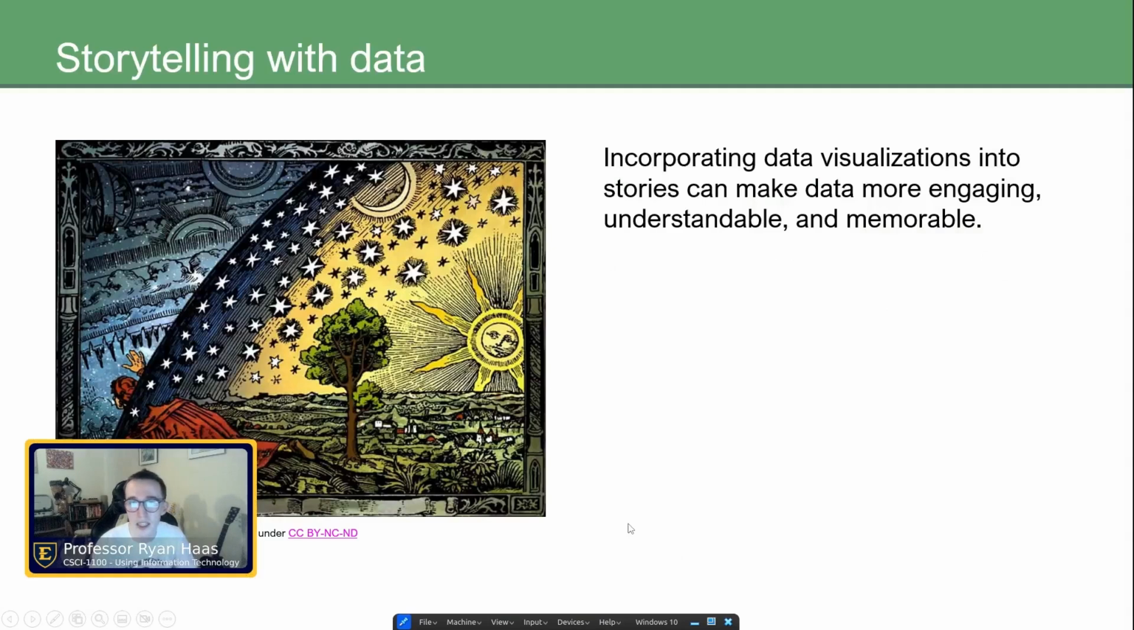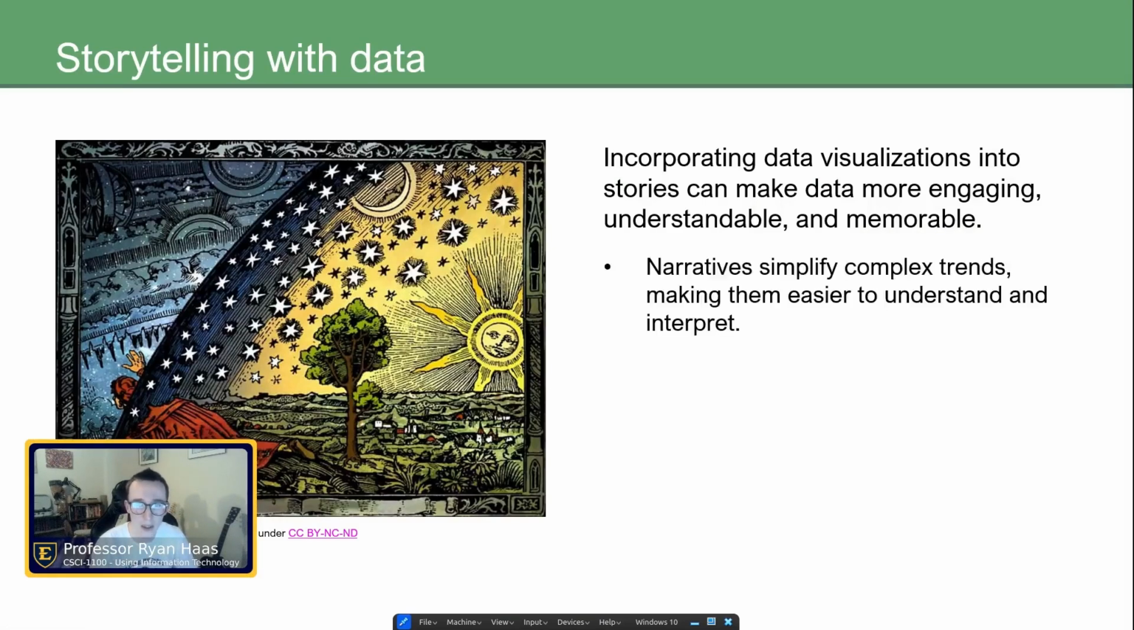So incorporating data visualizations in stories can make data more engaging, understandable, and memorable. Narratives simplify complex trends. They make them easier to understand and to interpret. And stories are persuasive. This is something I learned reading web design literature and learning a little bit about consumer behavior: videos are really important, and making videos that use story arcs, even using the hero's journey as a format, even though it seems corny and overused, it actually goes a long way in persuading people to take action. That action being to start that subscription or buy that t-shirt or that skateboard, right?